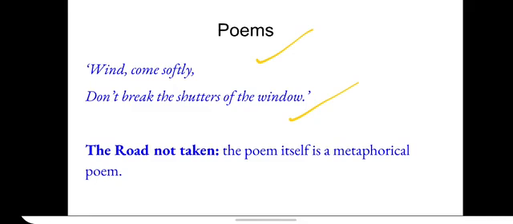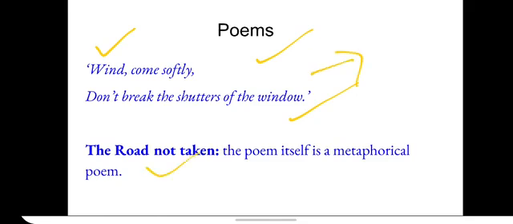So here, what are we looking at? We are looking at metaphor, right? So here wind is actually an ideological metaphor, or should I say it's the overall poem. The overall poem, Wind, is a metaphorical poem, just like the poem Road Not Taken.